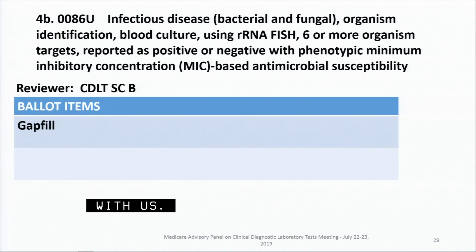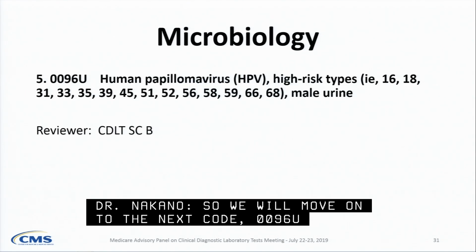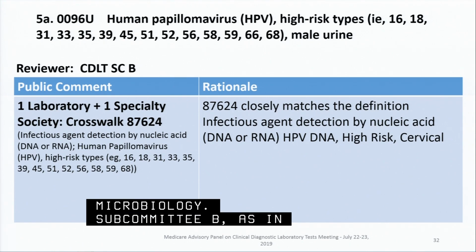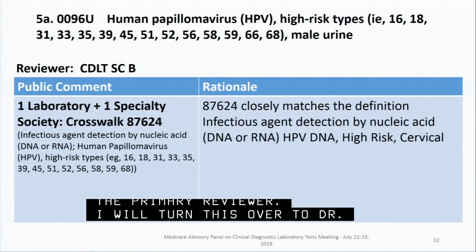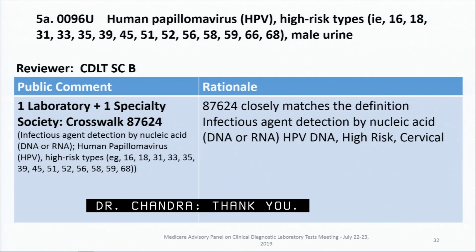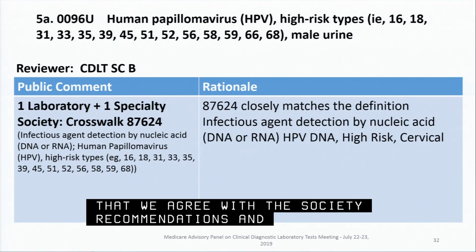Okay, so we're going to move on to the next code. It's 0096U, also microbiology, and this is an HPV-related test. Subcommittee B, as in boy, is the primary reviewer, and I'm going to turn this over to Dr. Chandra. Thank you, Karen. Our consensus recommendation was that we agree with the society recommendations, and the CPT code 87624 is the most appropriate CPT code to crosswalk.